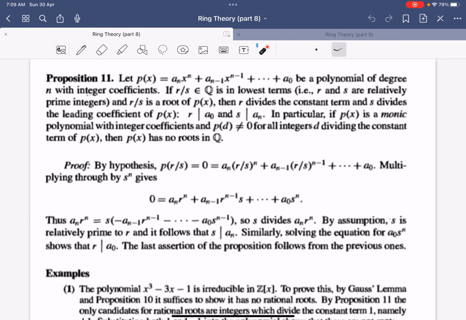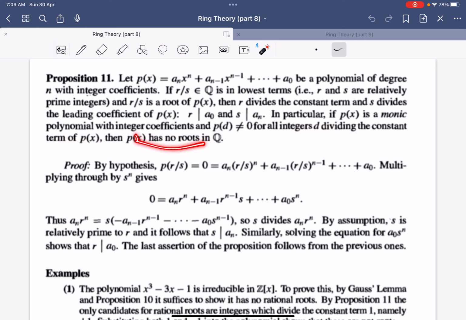In particular, if p(x) is a monic polynomial, then s divides a_n means s must divide 1. So s must equal 1. And so p(d) is not equal to 0 for all integers d dividing the constant term of p(x).